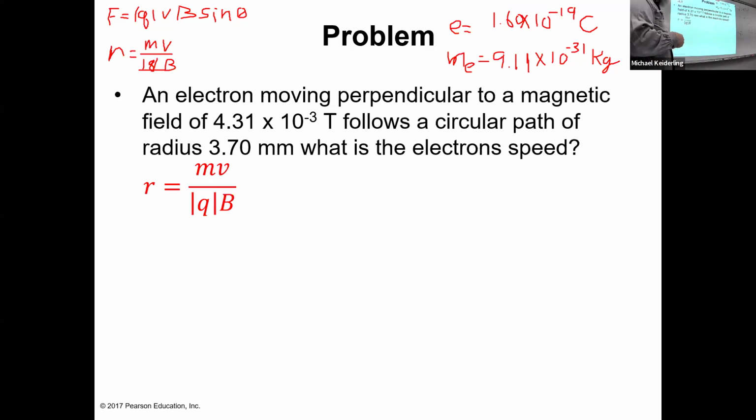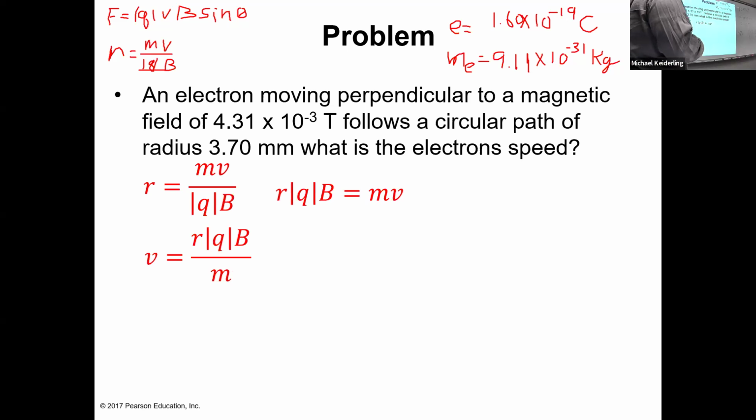So radius is mass times velocity over charge times magnetic field. The radius times charge times magnetic field is mass times velocity. The velocity is radius times charge times magnetic field over mass.